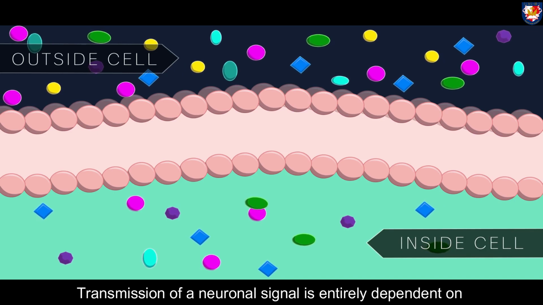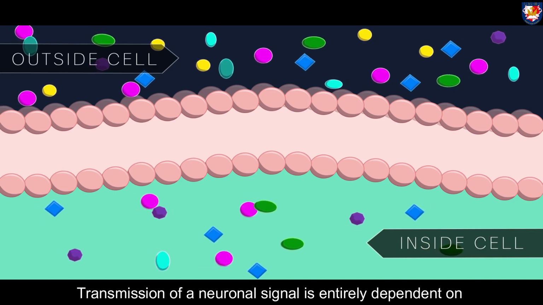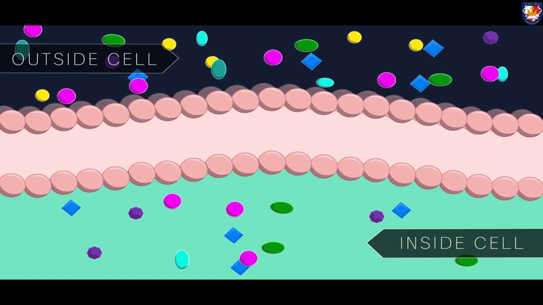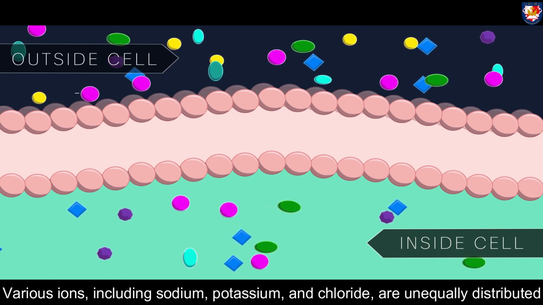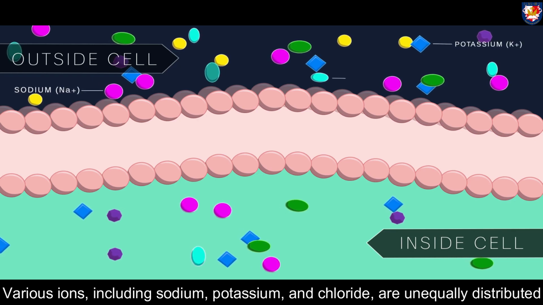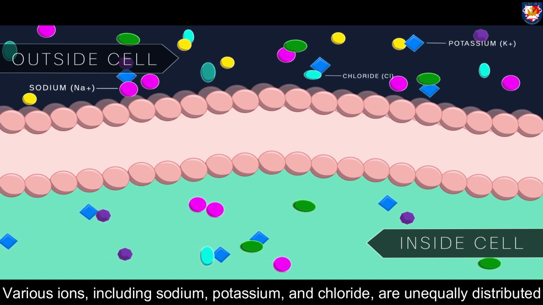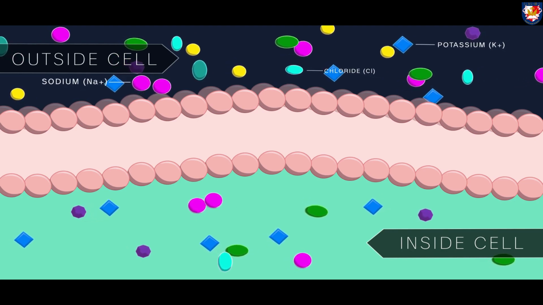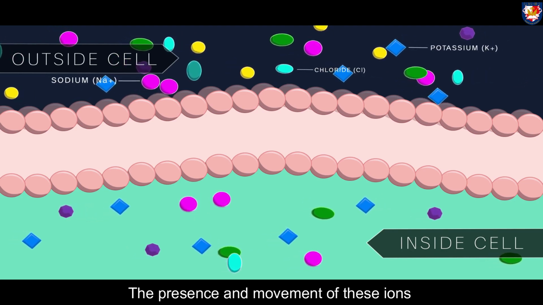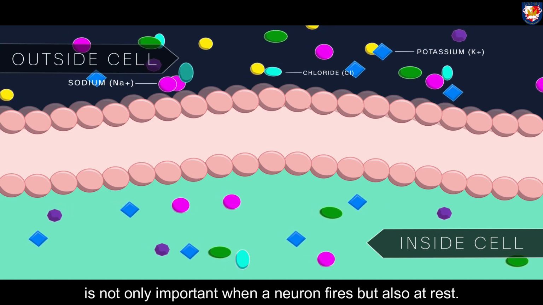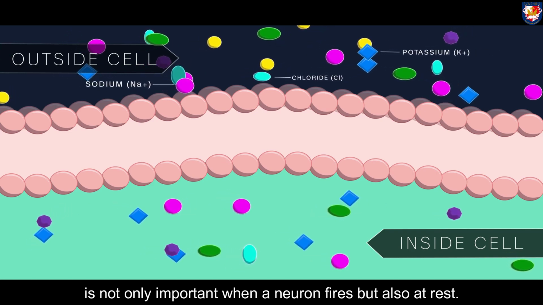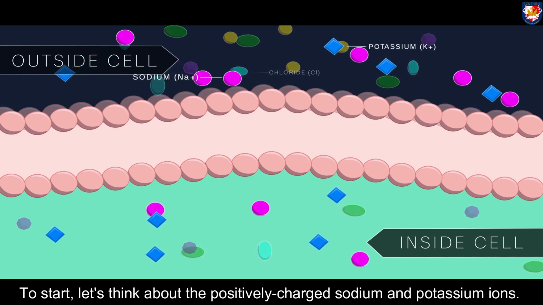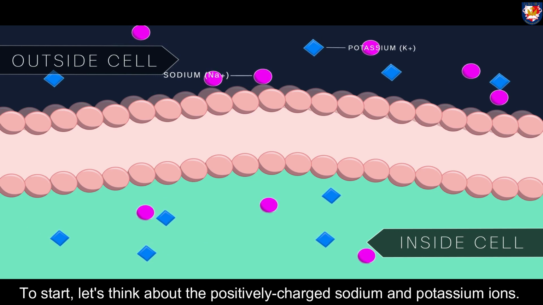Transmission of neuronal signals is entirely dependent on the movement of ions, or charged particles. Various ions, including sodium, potassium, and chloride, are unequally distributed between the inside and the outside of the cell. The presence and movement of these ions is important not only when a neuron fires, but also at rest. To start, let's think about the positively charged sodium and potassium ions.